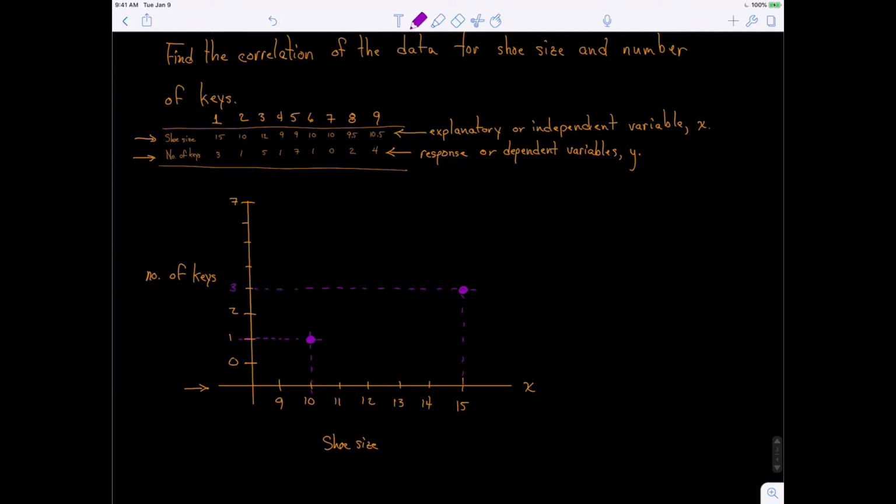Our next person is a 12-5. So they have size 12 shoe and carry 5 keys. Here's my 5. Big dot there. That's our 5s. We've got a 9-1. So this person's size 9, 1 key. We've got a 9-7. Whoa, that person goes all the way up to 7.